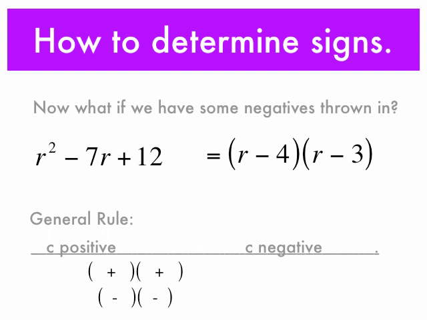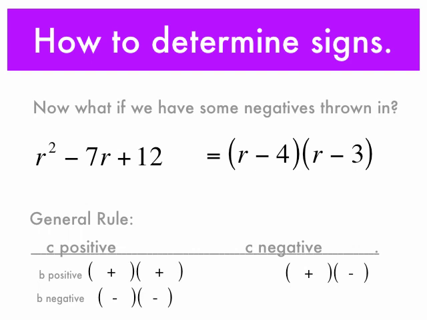On the other hand, if C is negative, the only way to get a negative number on the end is to have one positive number times one negative number. So if C is positive, you'll have two positives if B is positive, if your middle term is positive, and you'll have two negatives if B is negative. Let me show you this in practice.